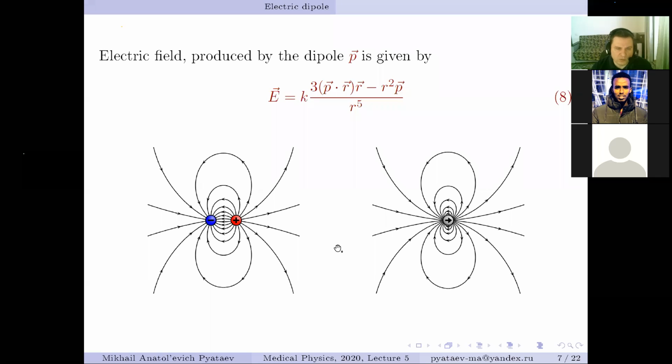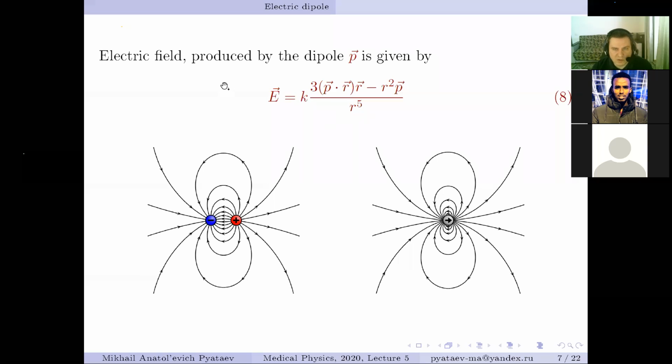So we don't see the area where electric field is now directed in directions opposite to the electric dipole moment between the charges plus and minus. You can see that electric field is directed from plus to minus, but in case of point electric dipole, this area becomes invisible, and the picture looks like this.